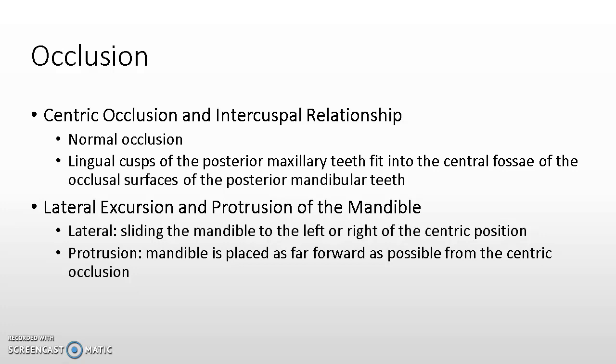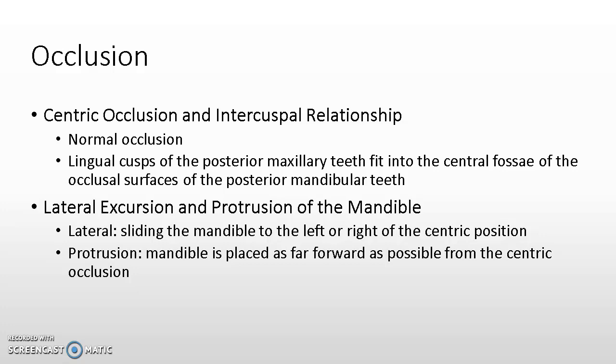Occlusion is very important when you're fabricating a temporary or provisional restoration. A couple of things to remember is that we have some terms called centric occlusion, which is also another name for intercuspal relationship. This is when the patient is biting with normal occlusion. Their teeth are resting together. And when we're looking at this in normal situations, the lingual cusps of the posterior maxillary teeth fit into the central fossa of the occlusal surfaces of the posterior mandibular teeth. And I'll show you a picture of this in a second.